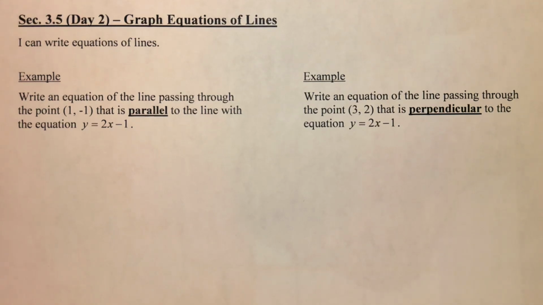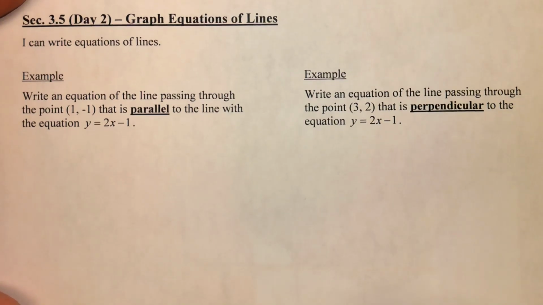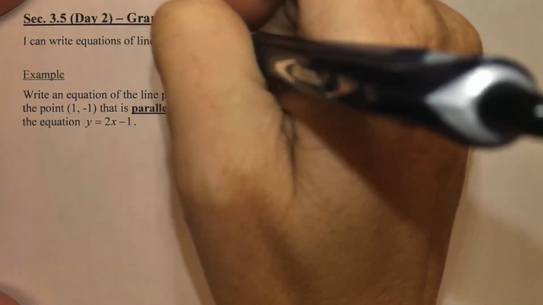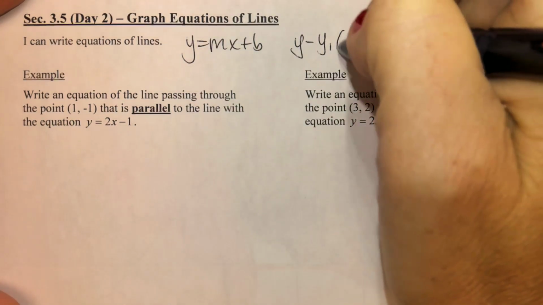This is 3.5 day 2, and we're going to continue writing equations for graphs. Writing equations for lines. And today we're going to focus in on the parallel and perpendicular lines. So we're going to use both of the same forms that we used before. You can either use slope-intercept, or you can use point-slope.